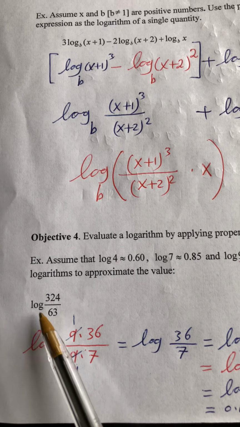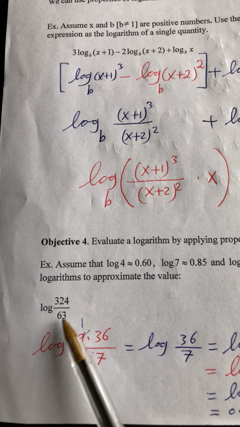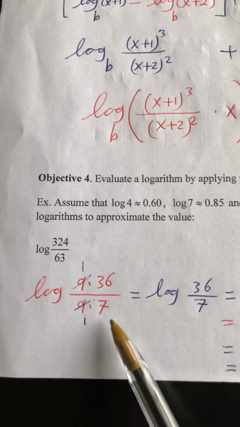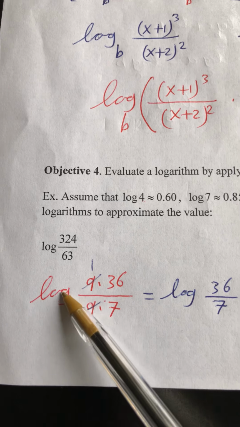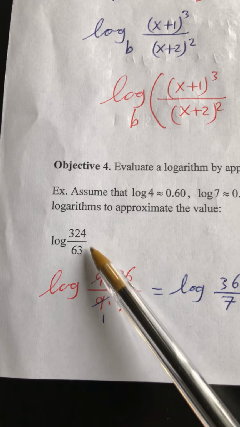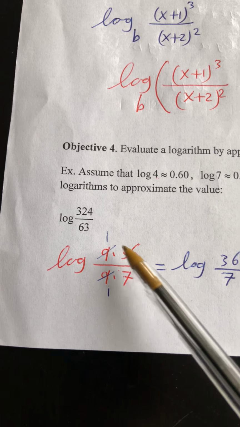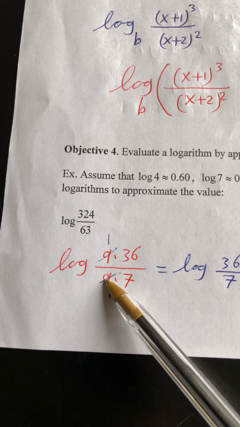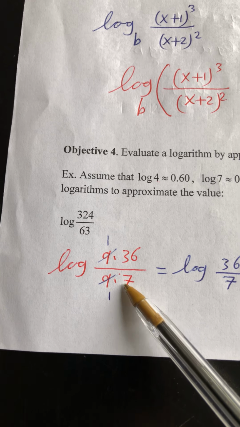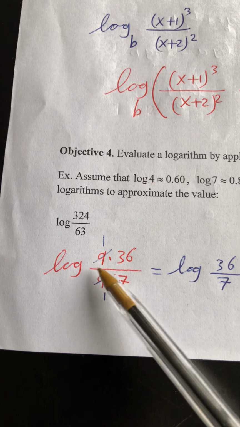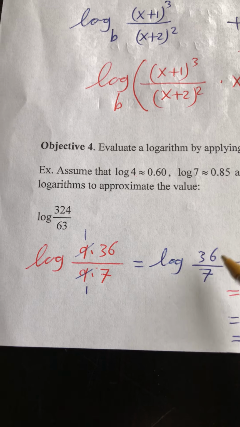Log of 324 over 63. Now 324 is 9 times 36, and 63 is 9 times 7. So divide out by 9, so we get log of 36 over 7.